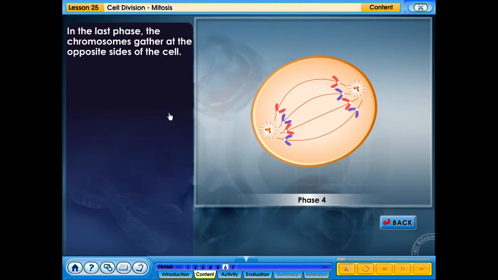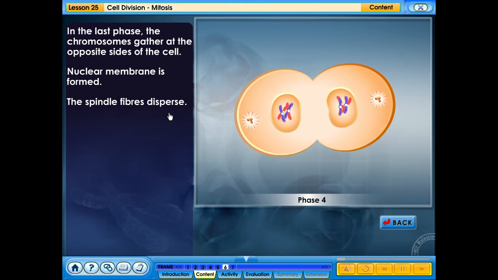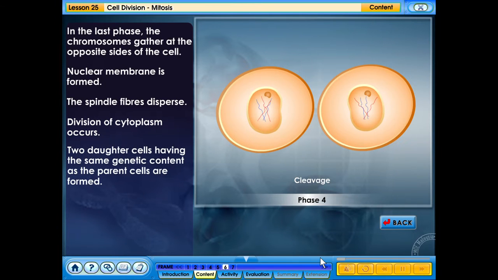In the last phase, the chromosomes gather at the opposite sides of the cell. The nuclear membrane is formed. The spindle fibers disperse. Division occurs at the equator. 2 daughter cells having the same genetic content as the parent cell are formed. Chromosomes are not visible under the light microscope.